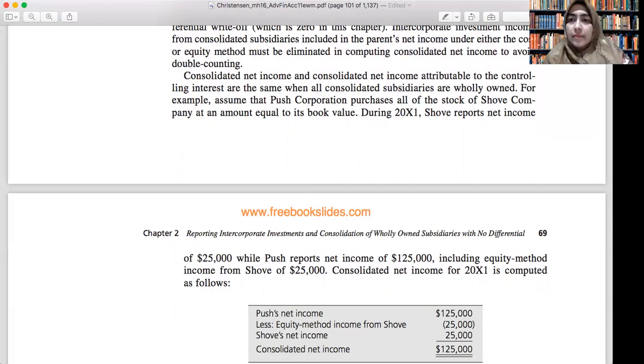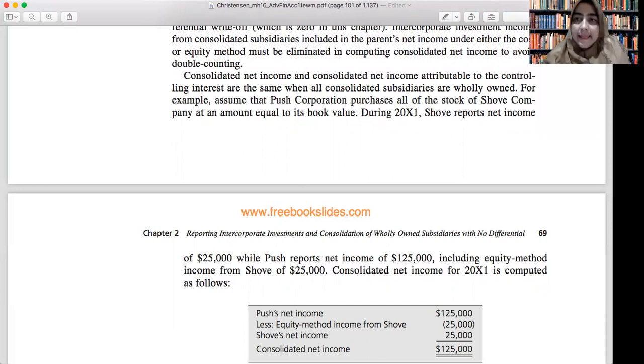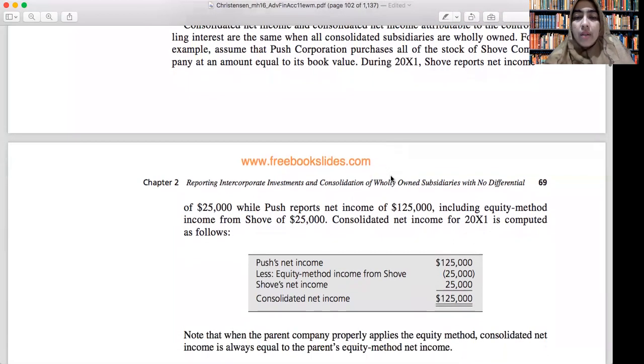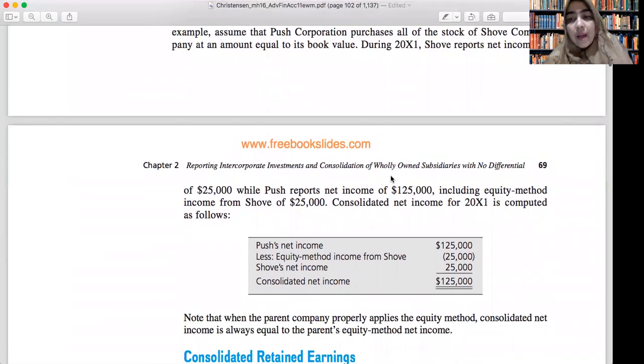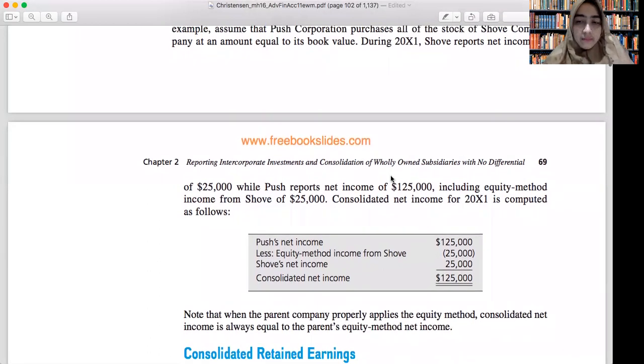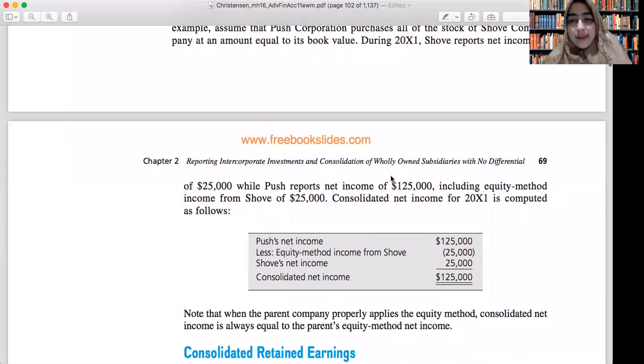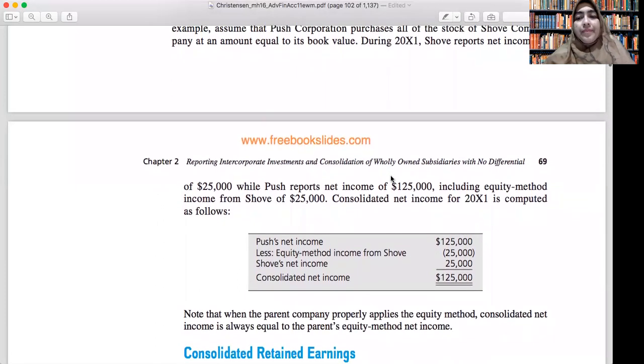Look at this one. Shelf reports net income of around 25,000, while Push reports net income of 125,000, including equity method income from Shelf of 25,000. So the consolidated net income is as follows: Push net income 125,000, which includes equity method income from Shelf of 25,000, and the Shelf net income is 25,000. So the consolidated one is 125,000.